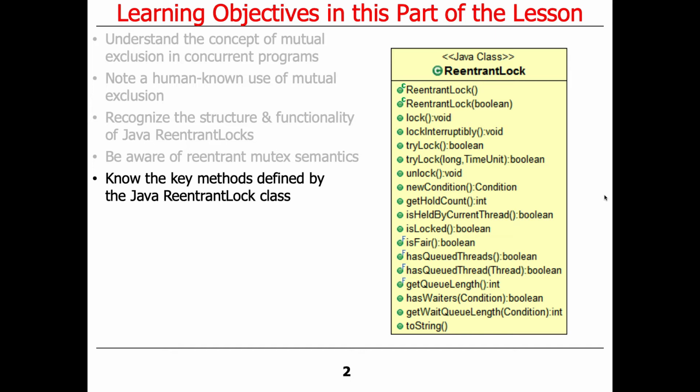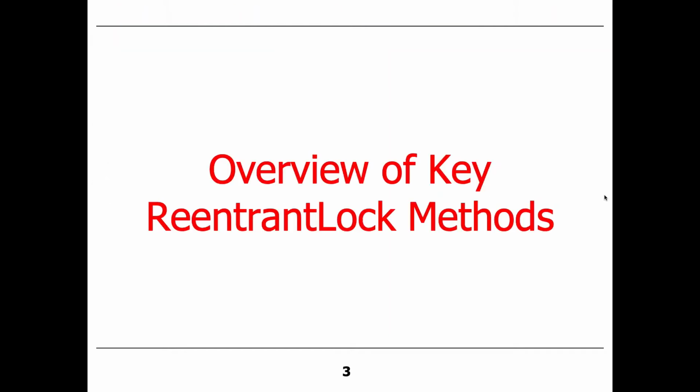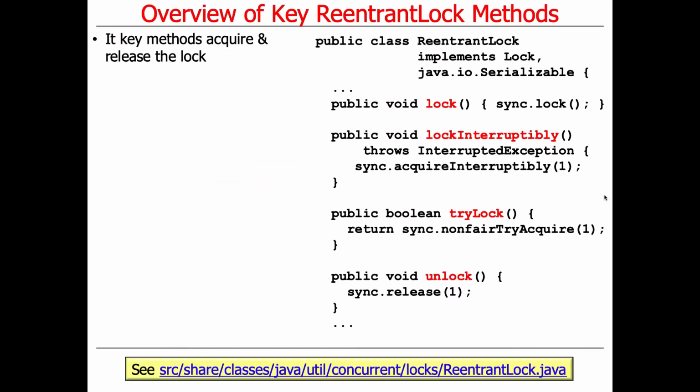Things like get queue length, or has queued threads, or get wait queue length. There's a lot of things that are used primarily for diagnostics when you're implementing this and testing it, that really aren't needed by many application programs. Here are the four key methods: lock, lock interruptibly, try lock, and unlock.